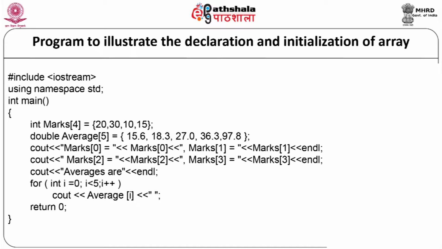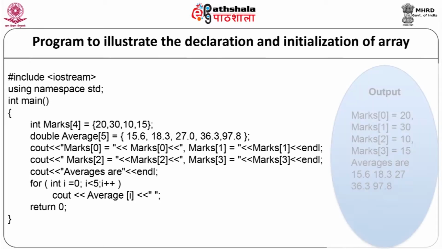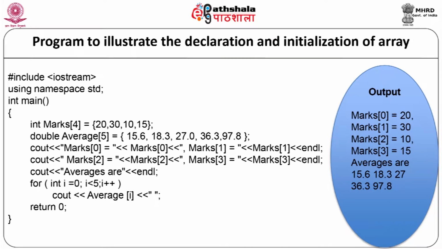When the above code is executed, it will print the result as marks[0] is 20, marks[1] is 30, marks[2] is 10 and marks[3] is 15. The second array will be displayed as average are 15.6, 18.3, 27.0, 36.3 and 97.8.